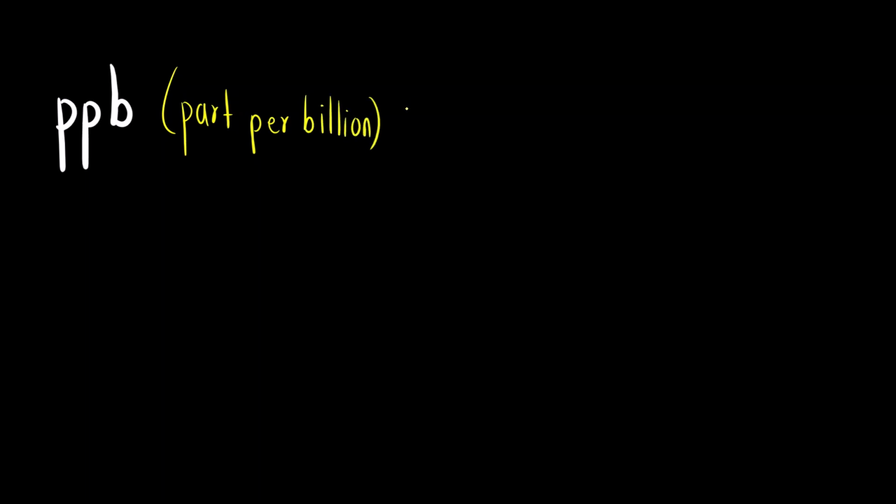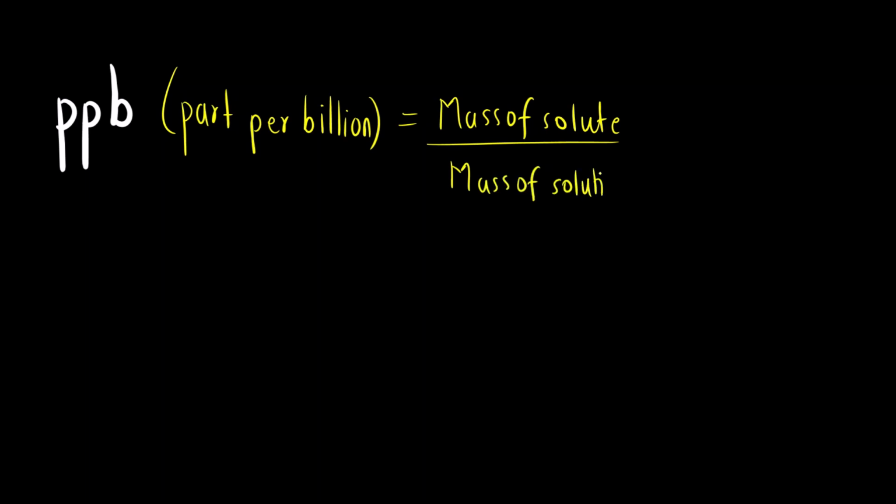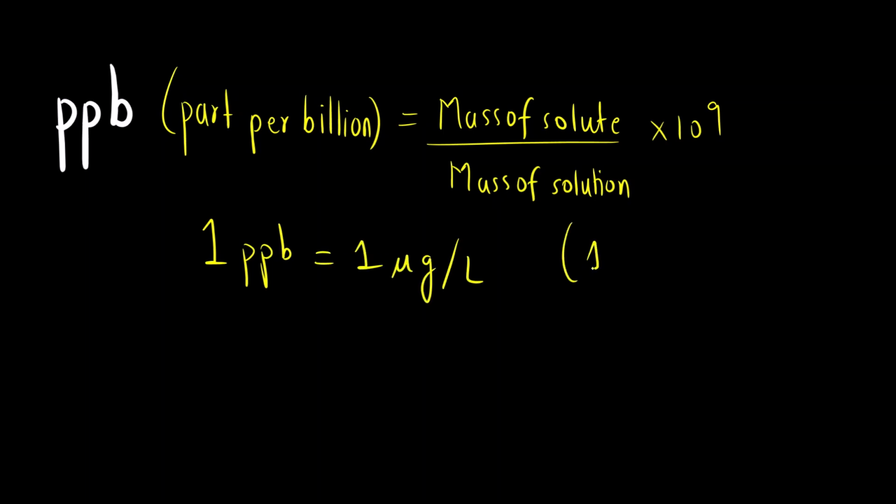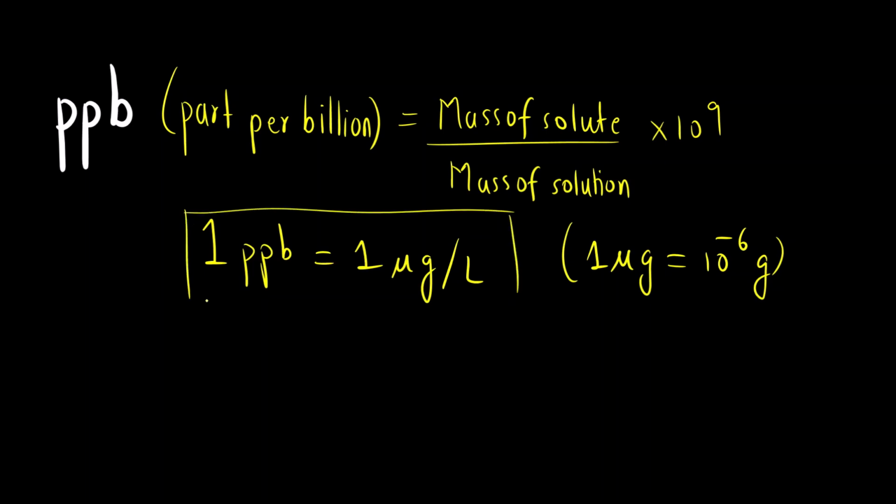Next is part per billion. What is the formula for part per billion? Part per billion formula is mass of solute divided by mass of solution into how much is 1 billion? It is 10 raised to 9. And how much is 1 ppb? 1 ppb is 1 microgram per liter. How much is 1 microgram? 10 raised to minus 6 grams. This second conversion is very, very important. You have to remember this.